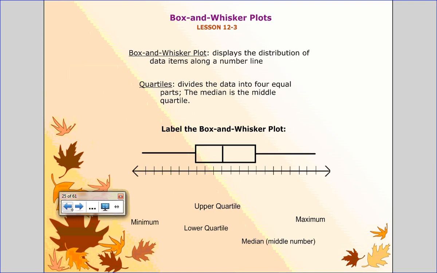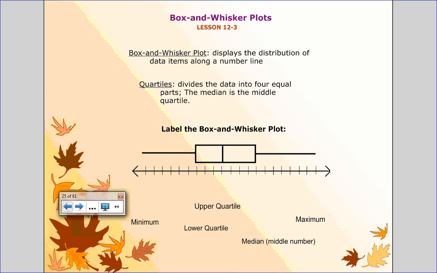Alright, and I skipped a page, silly me. First, what is a Box-and-Whisker Plot? When we talk about a Box-and-Whisker Plot, as I said, it just displays the data, but it displays it as a distribution. So it looks at the quartiles and sees where about the average of the data was along a number line. Now, a Box-and-Whisker Plot is split up into quartiles.